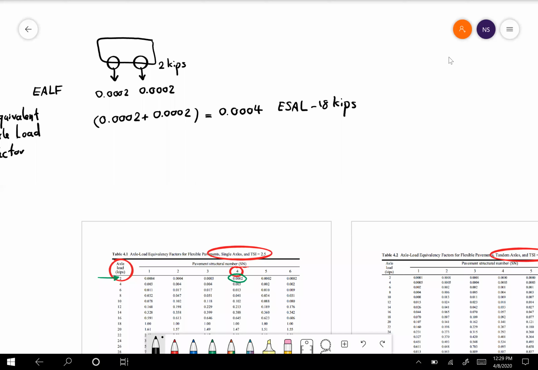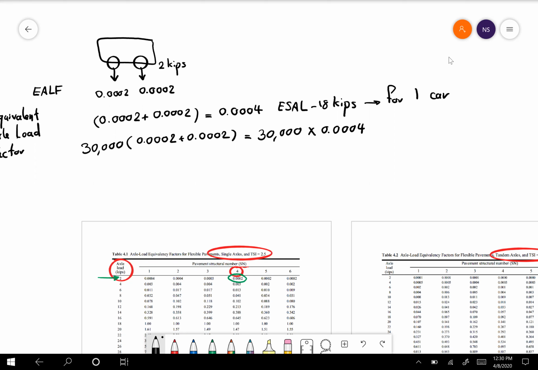Okay, so we need to go back to the traffic. How many of these vehicles did we have in the traffic? So this is for one car. We had 30,000 of these vehicles in the traffic. It's going to be 30,000 times 0.004, right? And feel free to stop me if you have any questions, or you want me to slow down and go back and redo any parts of the problem.